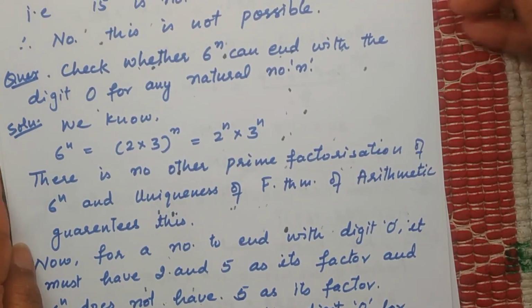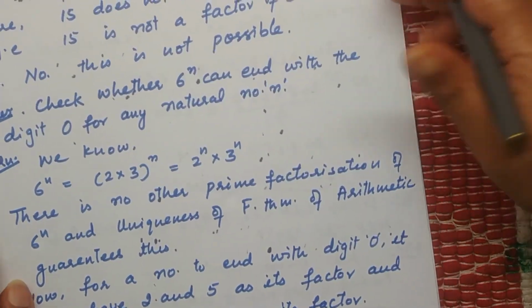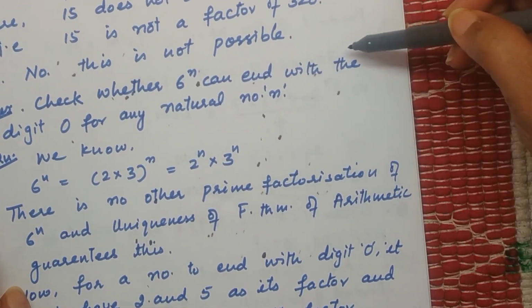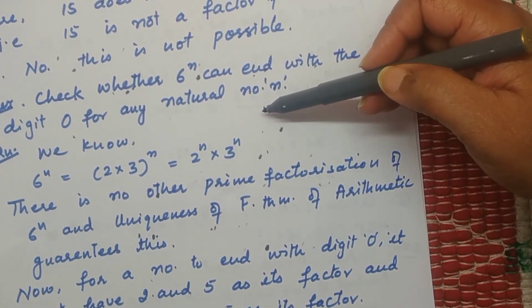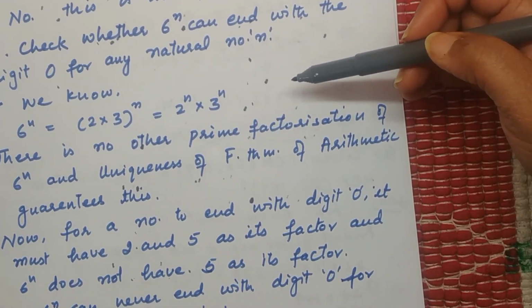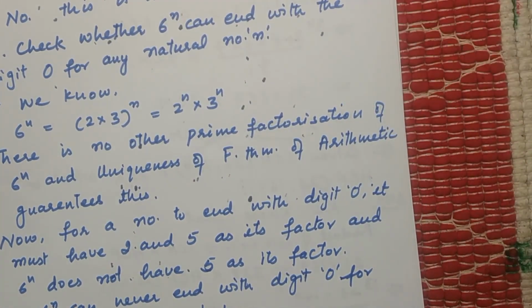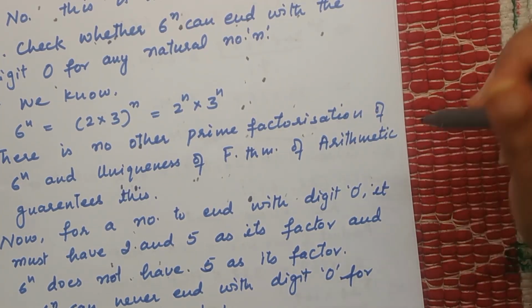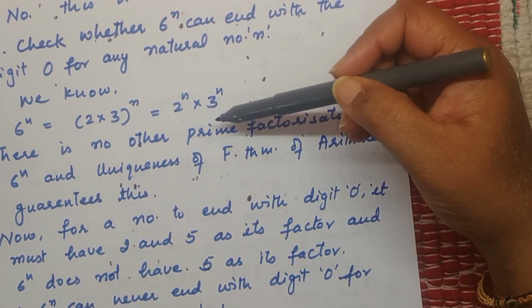Now the next question of your exercise is, check whether 6 raised to power n can end with the digit 0 for any natural number n. Now we know, when does a number end with the digit 0? For a number to end with digit 0, we should have 2 and 5 as its factors because 2 into 5 is 10. Then only you get the number 0. Okay. Now let us see 6 raised to power n.